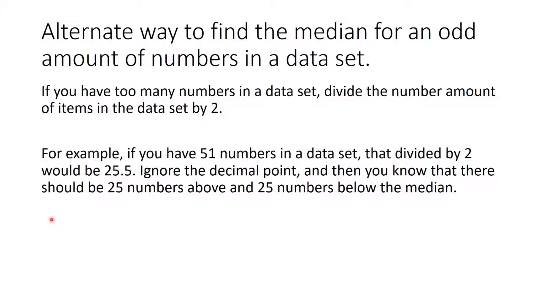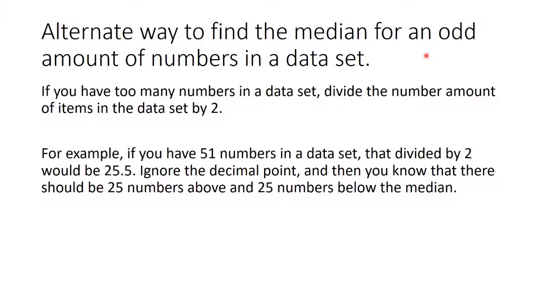But if you've got a large data set and you want a faster way to find the median, here is an alternate way to find the median for an odd amount of numbers in a data set. Remember, this only works for an odd amount of numbers. First, figure out how many items you have in your data set total. Once you do that, divide that number by 2.